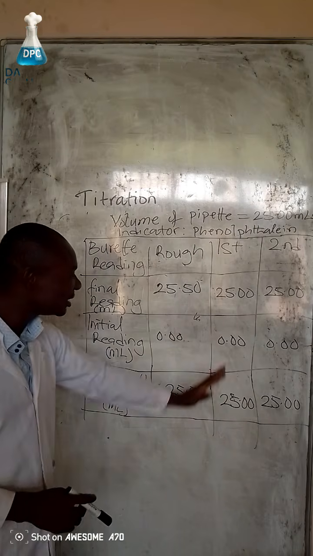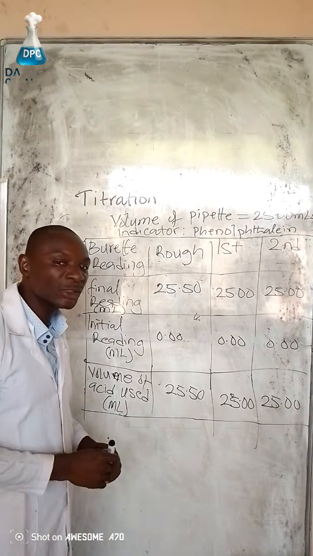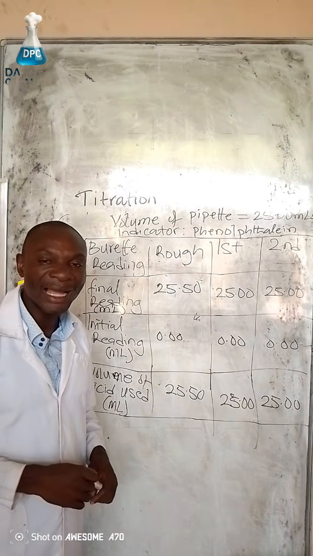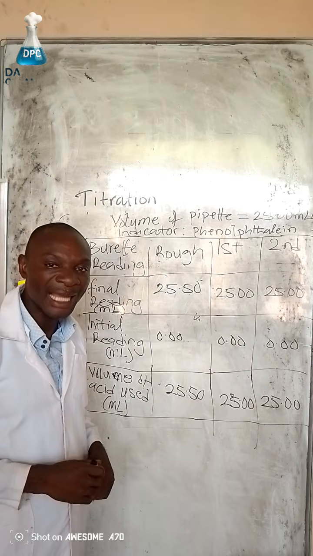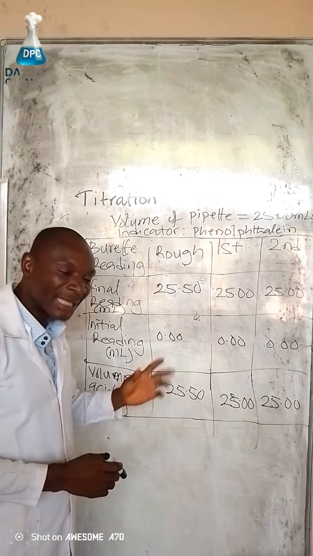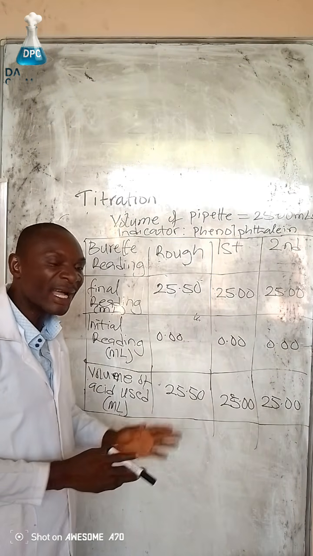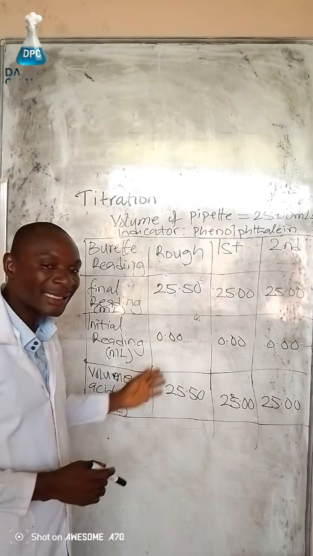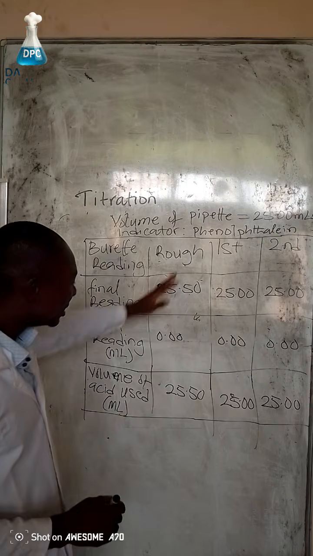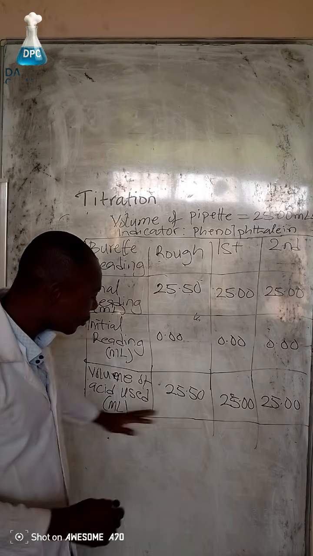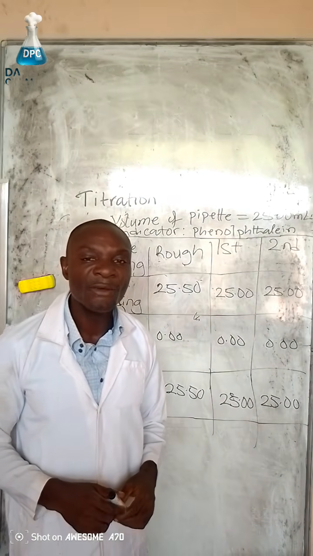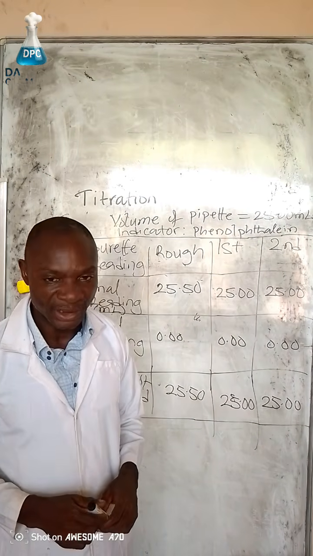Very clear. After you have filled the titration table, the next thing you are expected to do is to work out what we call the average volume of acid used, which is the average titre volume. Now, volume of acid used, another name is the titre. Titre volume and volume of acid used are the same thing. Now, having the table ready, we can proceed to work out the average volume of acid.